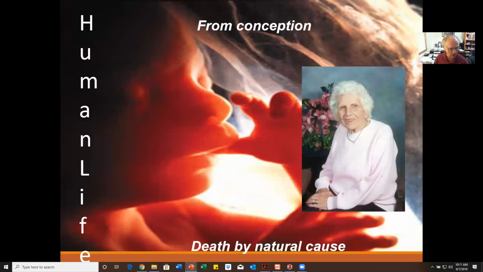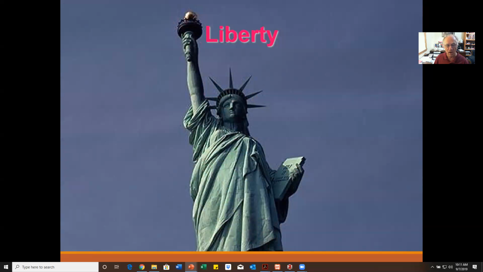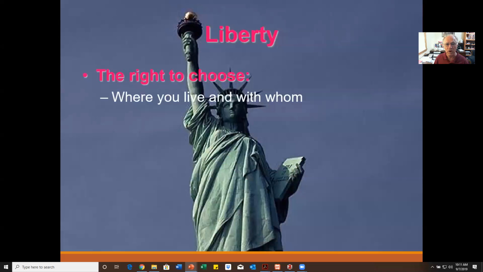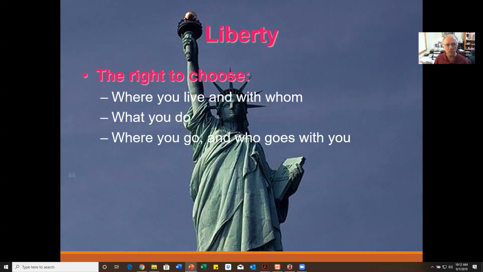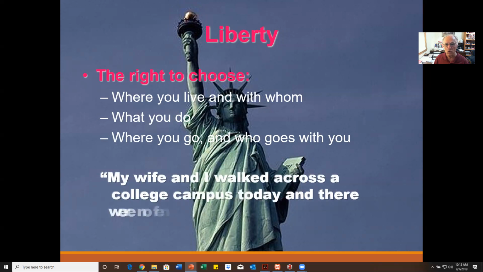There is no question that, and if you read back in the history and common law, way back into the 5th and 4th centuries even, talking about protecting human life. There's no question that abortion would not have been approved of at the beginning, that they believed in protecting human life. And then liberty. Liberty would be the right to choose, if you will, to choose where you live, to choose with whom you live, what you do, where you do it, where you go, who goes with you, and in a political sense, of course, whom you support.